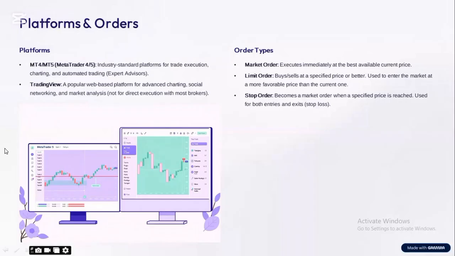Do you understand? So we have the limit order. Limit order simply means to buy at a specific area or to buy at a specific price.